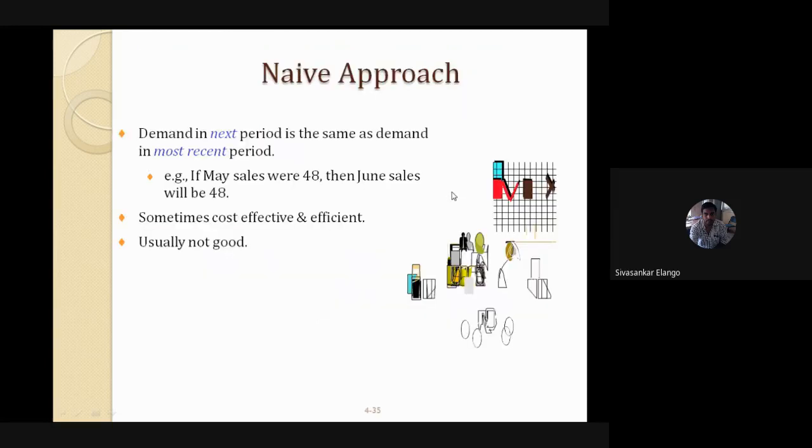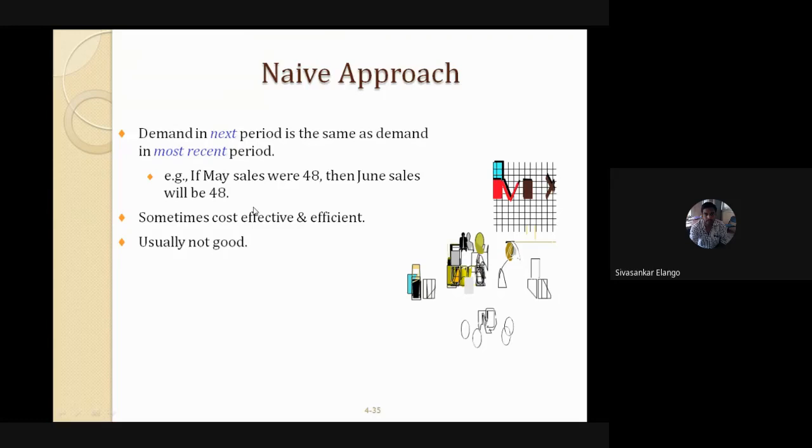The naive method assumes that demand in the next period is the same as the demand in the most recent period. For example, if the sales of your particular product in May was 48 units, then we assume that the June sales is also likely to be 48 units. It is a very simple and cost effective method, but it's not the correct way to predict the sales of a particular product, right?